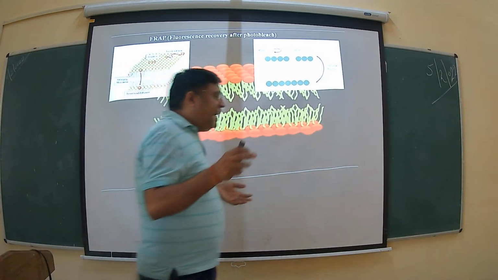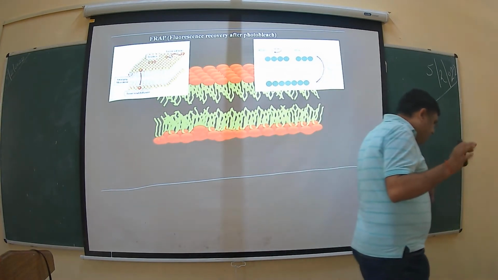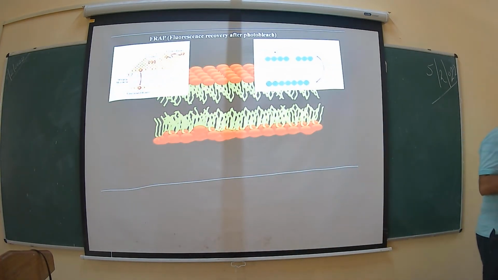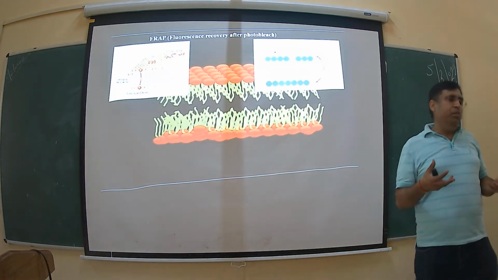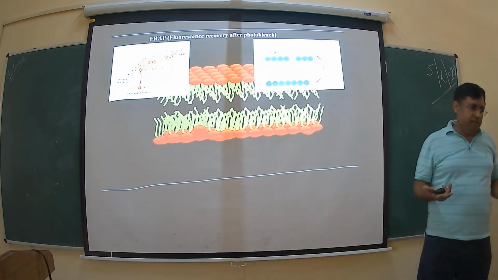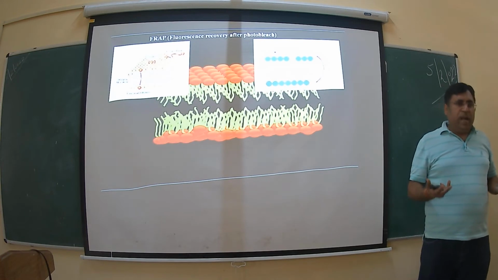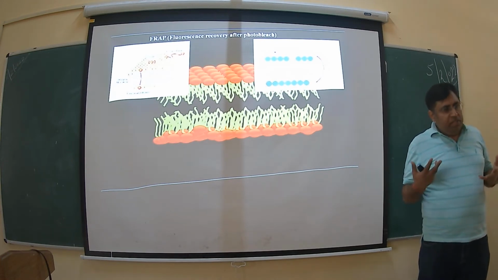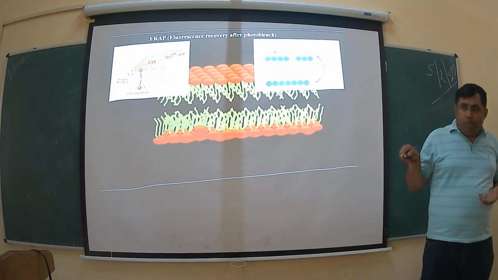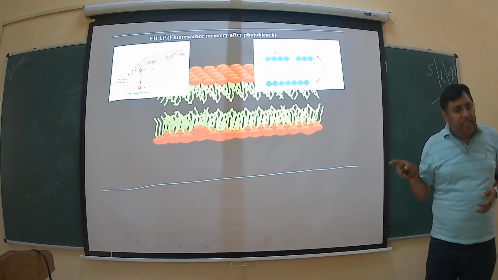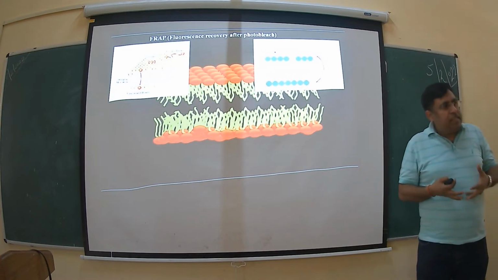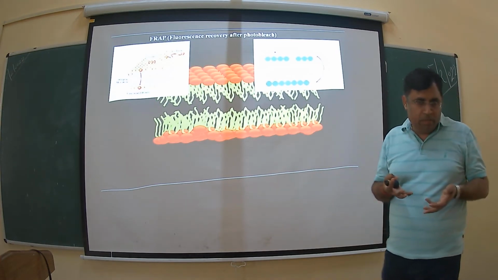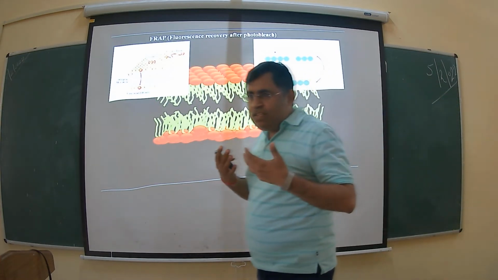So I told you that photobleaching is high intensity illumination that will degrade the fluorescent molecule. So there should not be any fluorescence. But after a certain time, you will see the particular area which has been photobleached starts fluorescing again. So then the question arises, why?